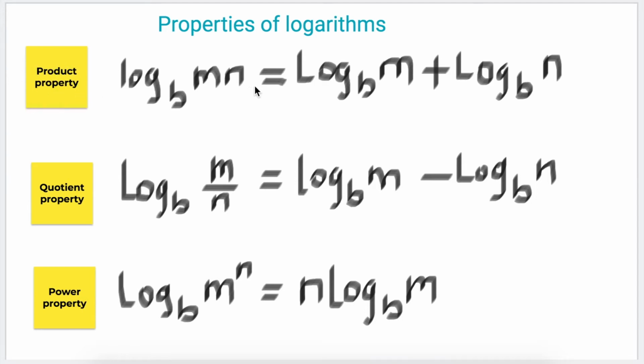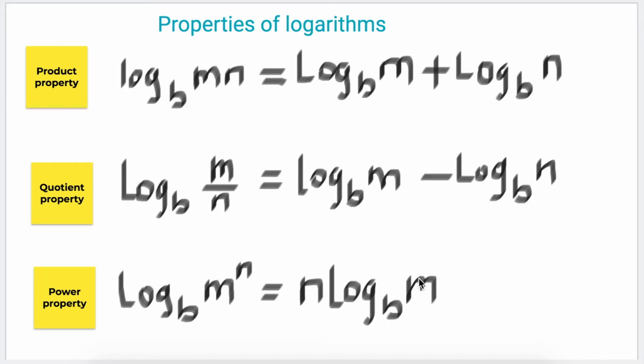The reason why it's called product is because we are multiplying two numbers here, m times n. If you're multiplying them, it's the same as taking the logarithm base b of m plus log base b of n. The second property is called the quotient property, where you have log base b of m divided by n. So this is the quotient, and if you are dividing two numbers, m divided by n, then it's the same as subtracting the logarithms. And then finally you have the power property. So you have log base b of m to the power of n is going to be equal to n, which was the exponent, times the log base b of m.